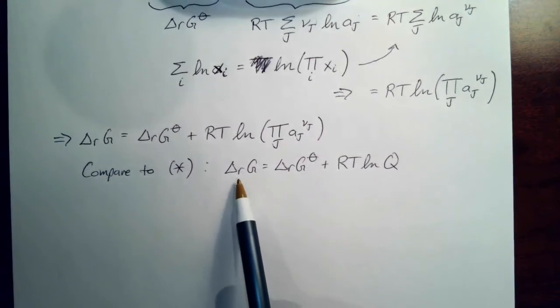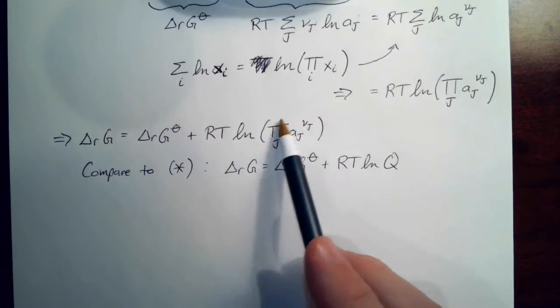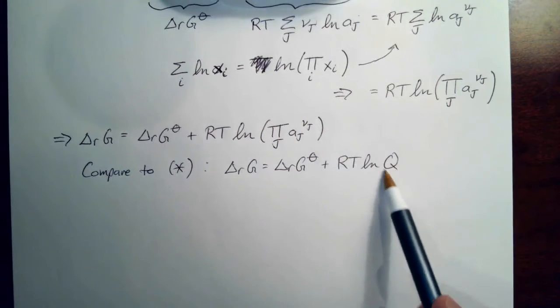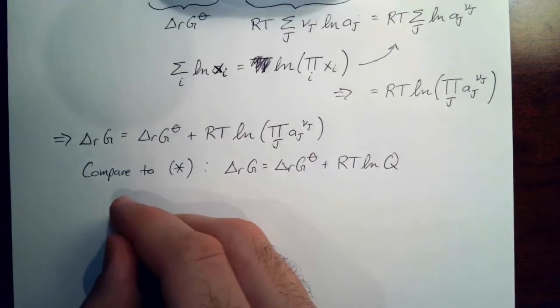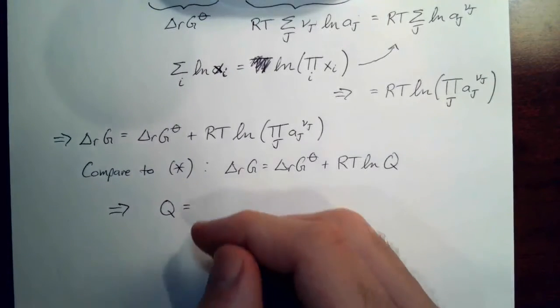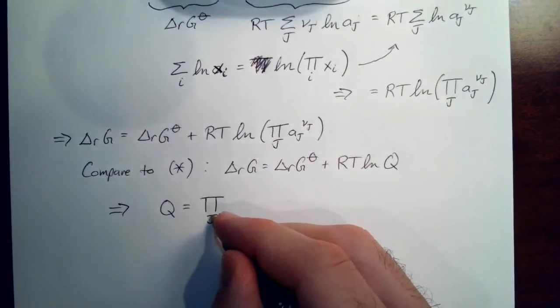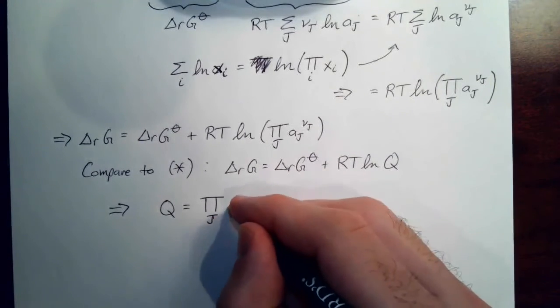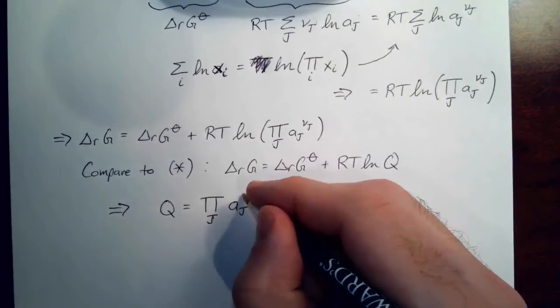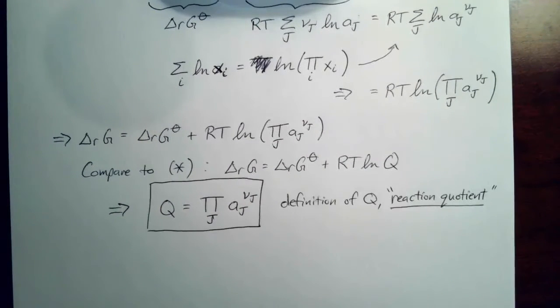And comparing these two, we see that they're the same. Therefore, this argument here must equal this argument here. So this gives us our definition of Q. We've derived a definition for Q. Q is the product over all the products and reactants of the activities to the power of the stoichiometric numbers. So that's the definition of Q, the reaction quotient.